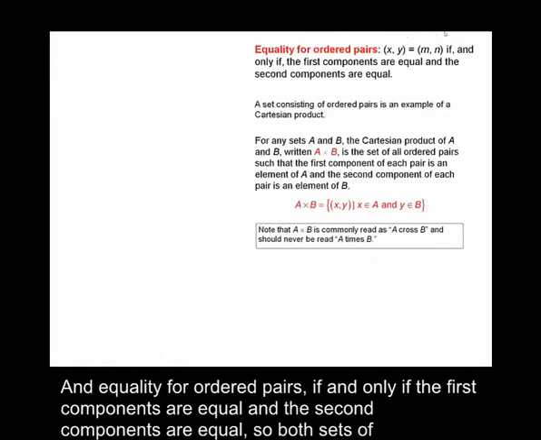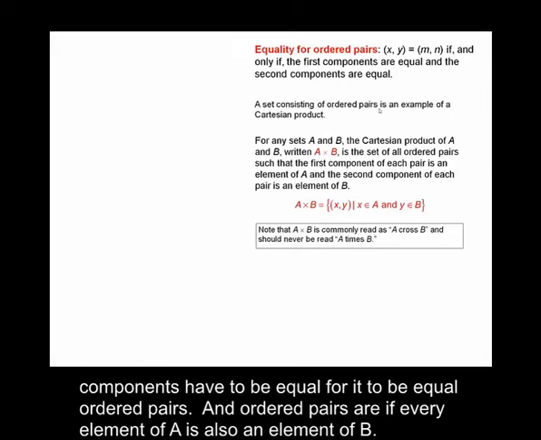And equality for ordered pairs, if and only if the first components are equal and the second components are equal. And so both sets of components have to be equal for them to be equal ordered pairs. And ordered pairs are if every element of A is also an element of B.